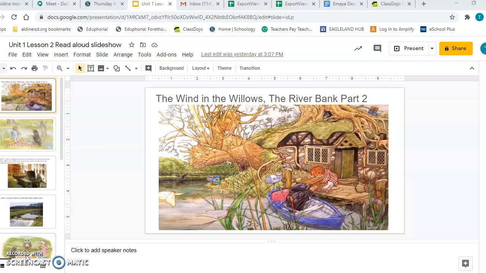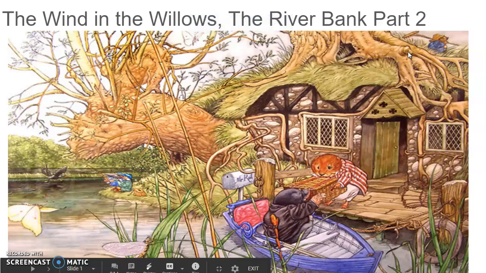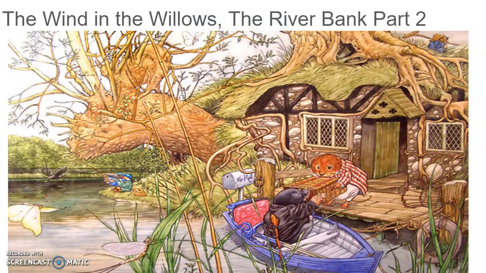I'm going to read chapter 2 of our story that we began on yesterday. The story is called The Wind in the Willows. So we are going to start with chapter 2 for today. Remember, we are going to read a chapter a day. So this is chapter 2. It is called The Riverbank, part 2.